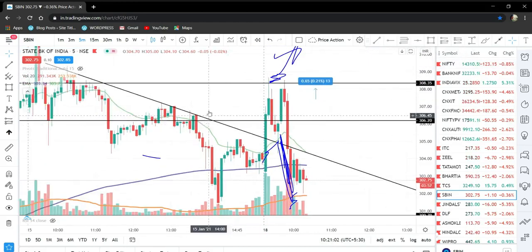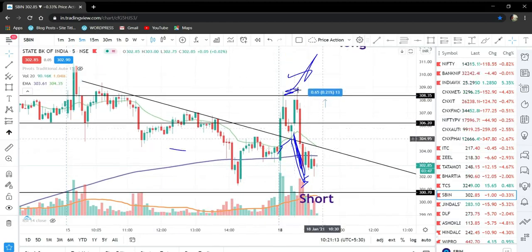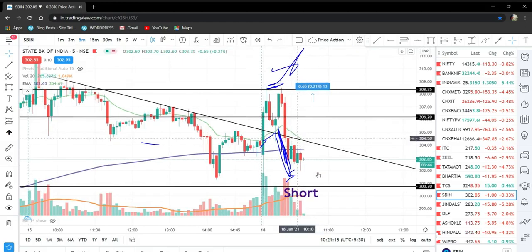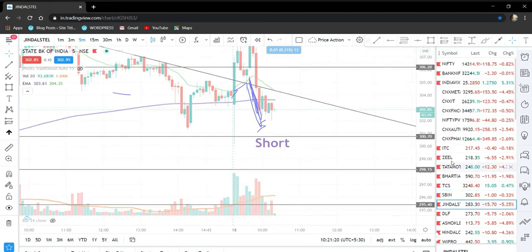But again, at this point there was rejection, and this is a strong resistance for SBI, and the whole broader market is also not doing that good. So I did not think that this would have been that sustainable, and the stock is back in the no trading zone. So if it goes below this, you can take a short trade in SBI.